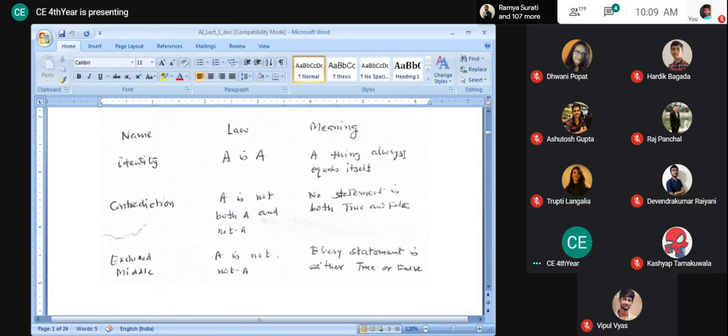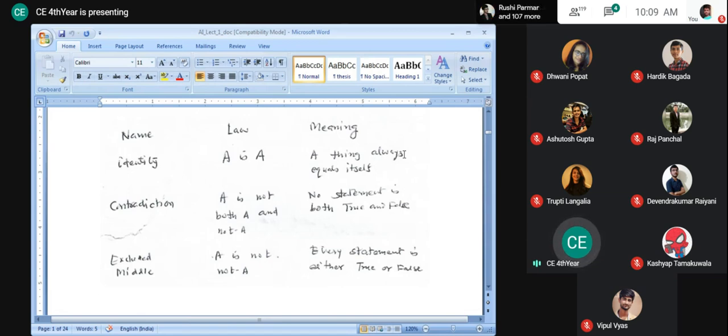Identity, name is identity. The law is a very simple law. A thing always equals itself. Next is the contradiction law. Name is contradiction, and we know A is a proposition. A is not both A and not A. And we know the meaning. No statement is both true as well as false.